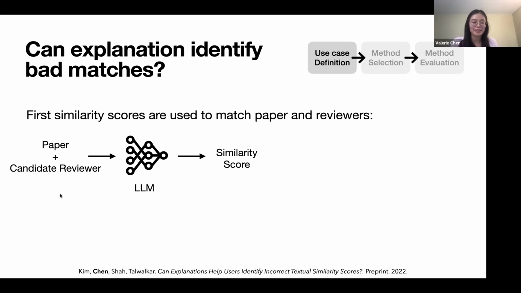And if any of you have ever been a reviewer in a conference, you probably know that people have complained about the quality of paper review assignments. This is because, given the increasingly growing size of conferences, many of these paper review matching processes are done using large language models. So not with some human going through and saying, here's who I think would be the best reviewer for this paper. It's done by computing similarity scores between the paper and candidate reviewers.